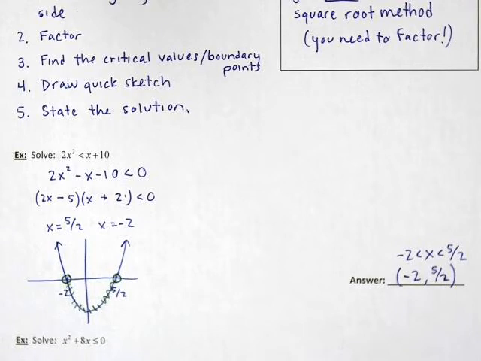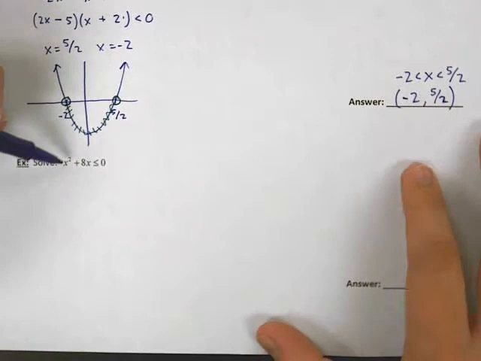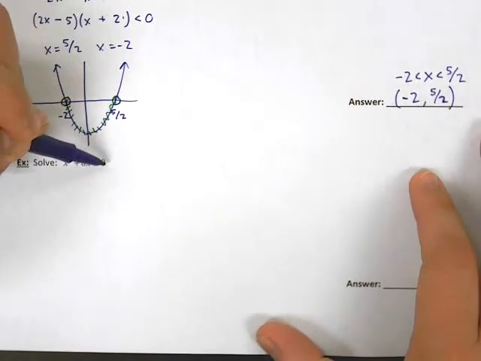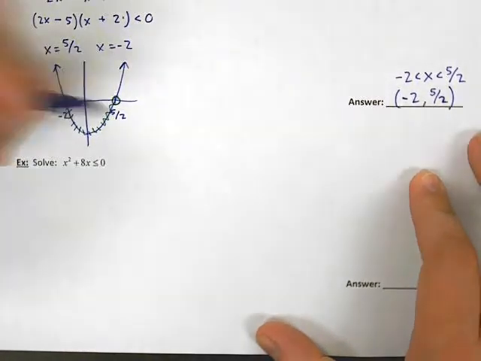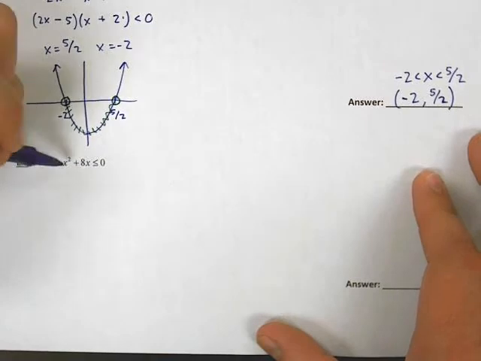All right, let's check out another one. X squared plus 8x less than or equal to 0. Okay, so everything's on one side already. Let's go ahead and factor this. I see a GCF.